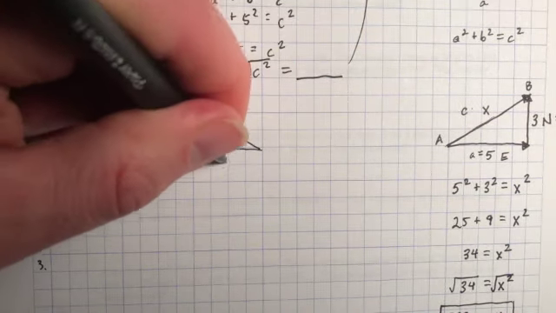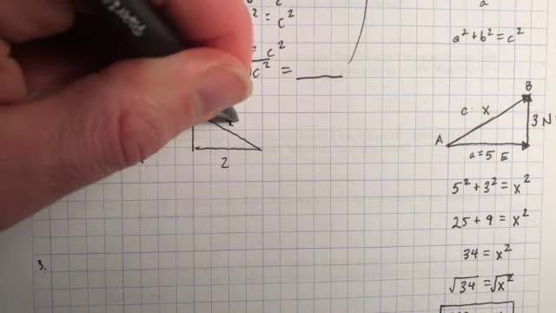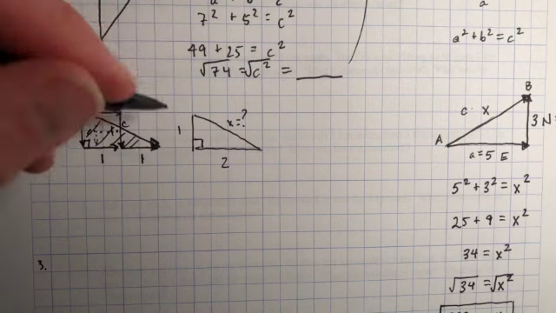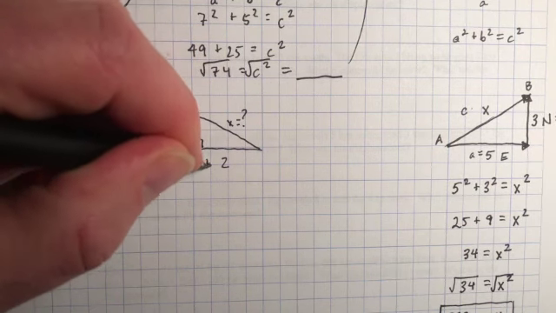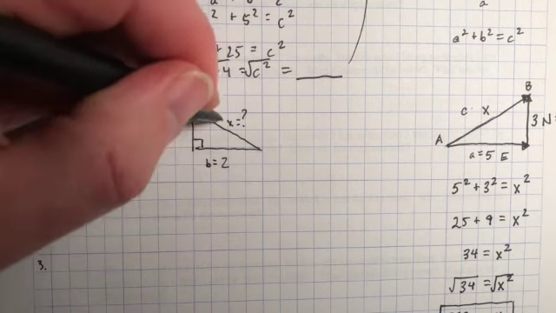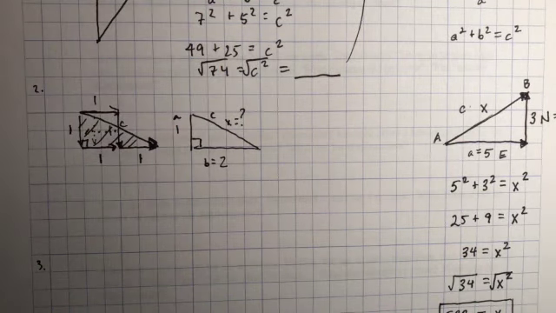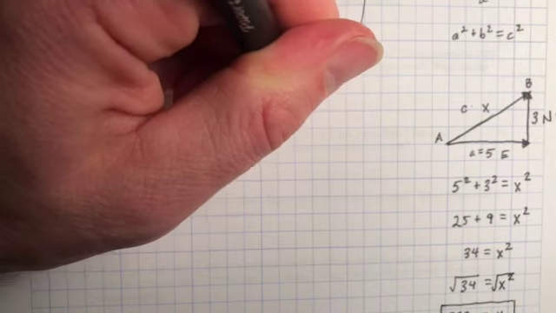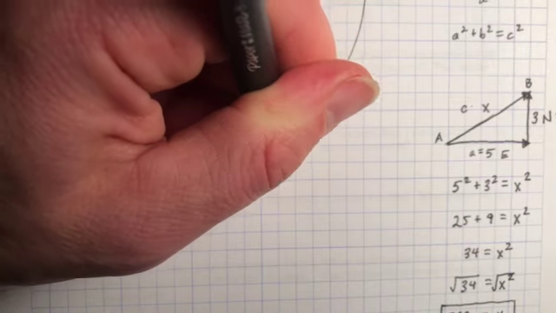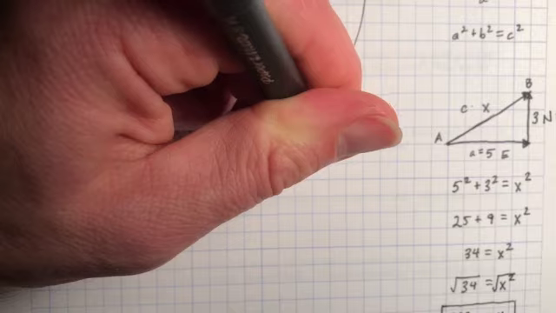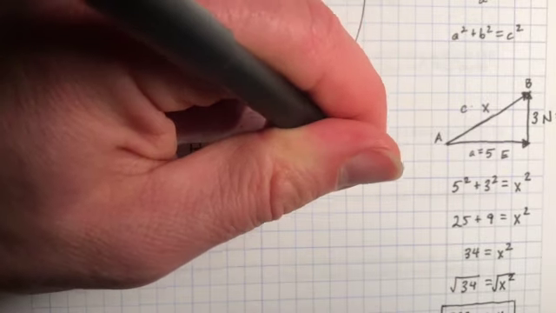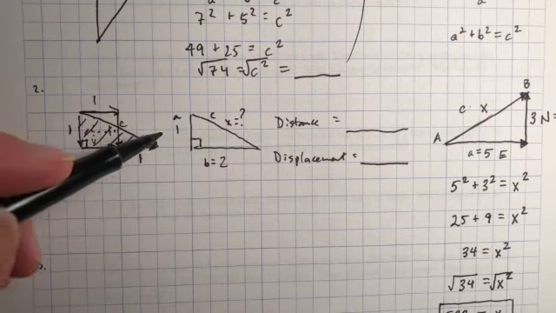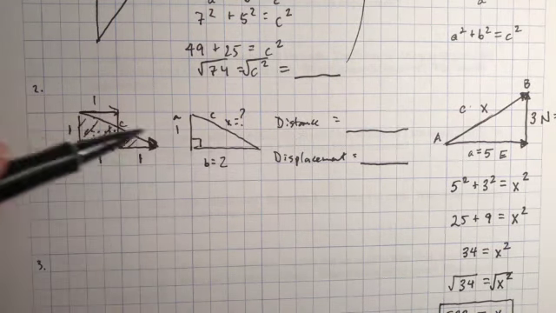And it's 1, 2, and then this is our unknown. Okay, and here's the right angle. So we can call this side A, this side B, and this side C. So then we're in the same position we were before. We want to know the distance, and we want to know the displacement. And then again, distance is really easy. You just add 1 plus 2 and you get 3 over here.